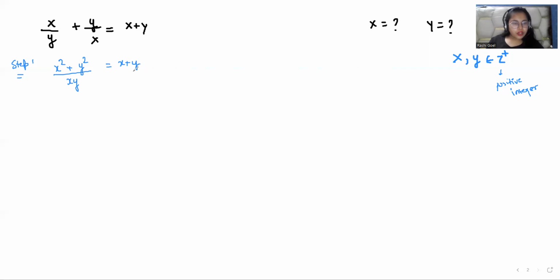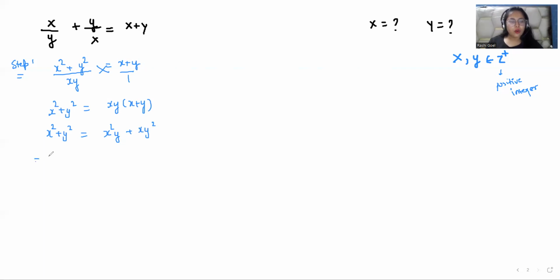Now we are doing the cross multiplication. So here x square plus y square equals xy multiplied by x plus y. So x square plus y square equals x square y plus xy square.